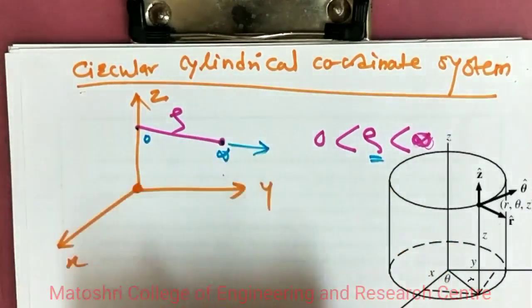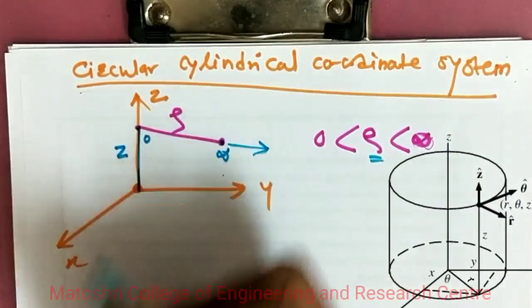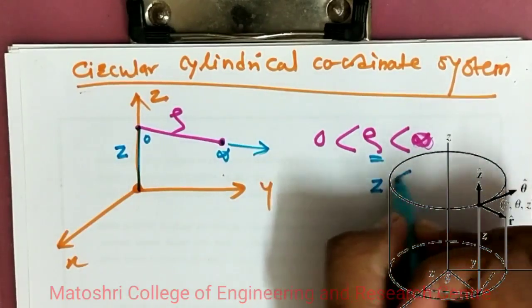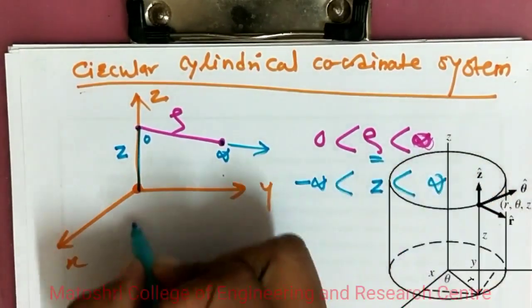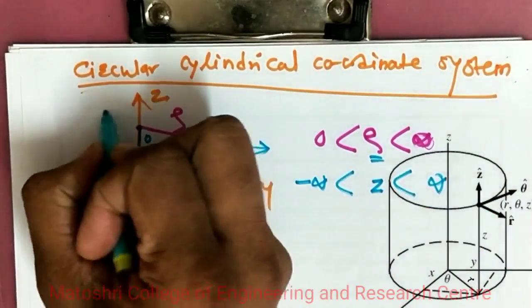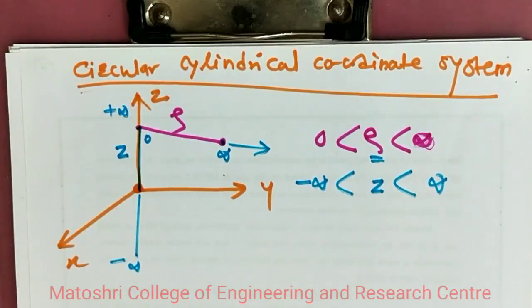Second parameter: to locate the point we need to specify the height at which the point is located, that is z. The z coordinate is similar to the coordinate in the Cartesian coordinate system, which varies from minus infinity to plus infinity. So the z coordinate varies from minus infinity to plus infinity.